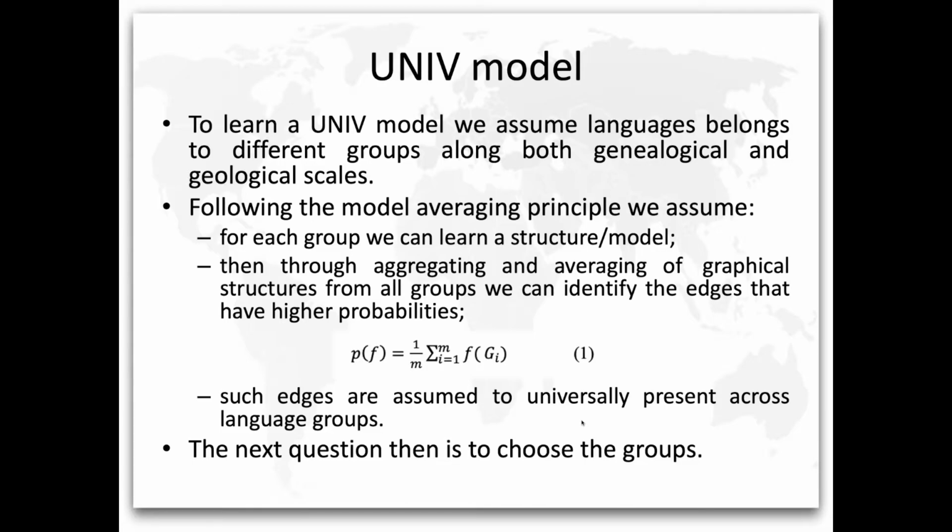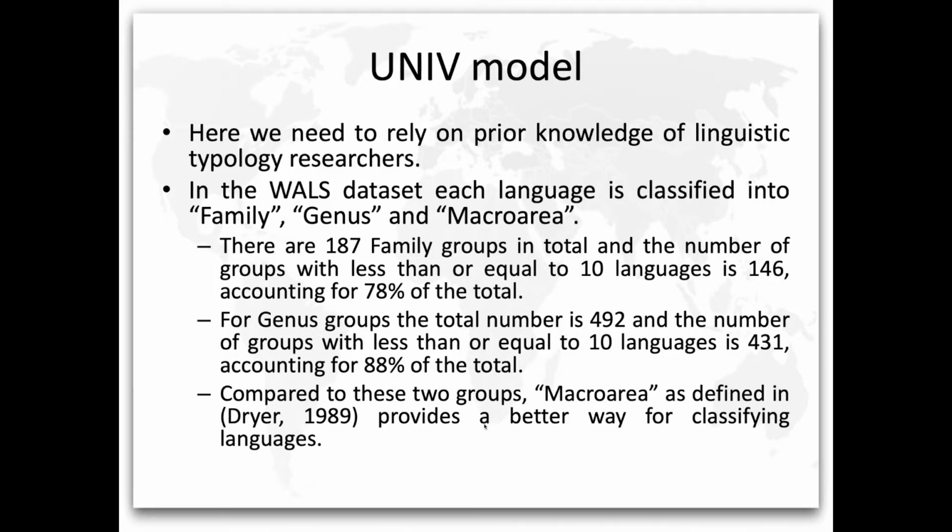So the next question is how to choose the groups. In the world's database, the languages are classified by three criteria: family, genus, and macro area. We did a statistical summary of family and genus. Almost 80% of the groups have fewer than 10 languages, which is not an ideal dataset for learning our model. So macro area is a better way of classifying languages.